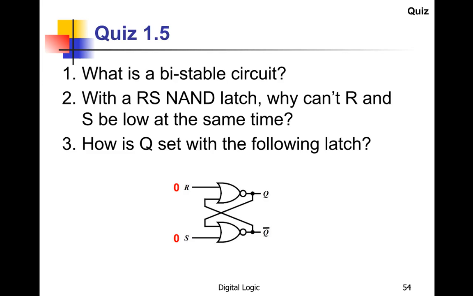So here's a quiz for you. I want you to look at this carefully. What is a bistable circuit? With an RS NAND latch, why can't R and S be low at the same time? Check it out. And then there's this latch right down here, which you should look at. And the question is, how can Q be set with the following latch right here? And you might also think, how did they dream this latch up?